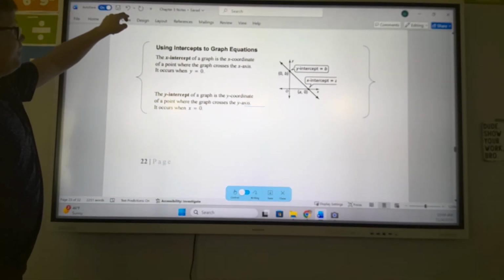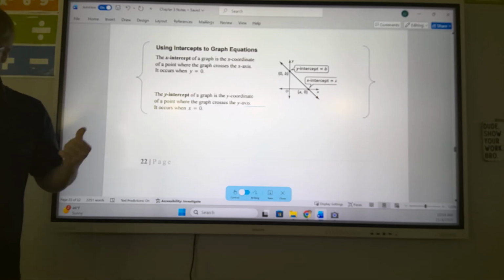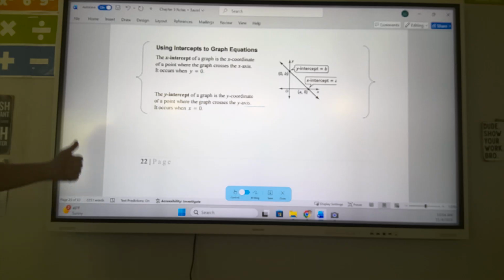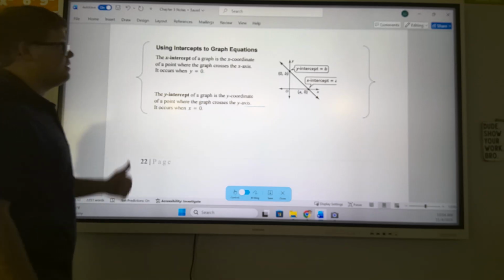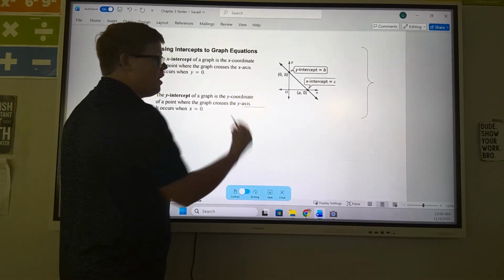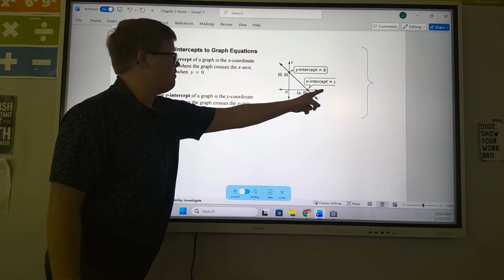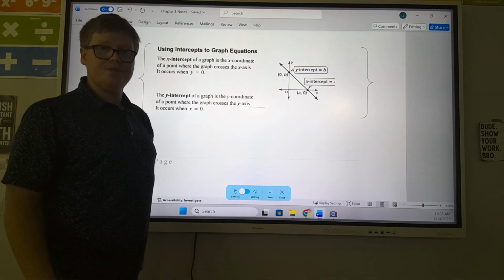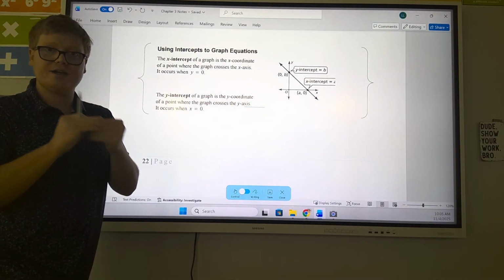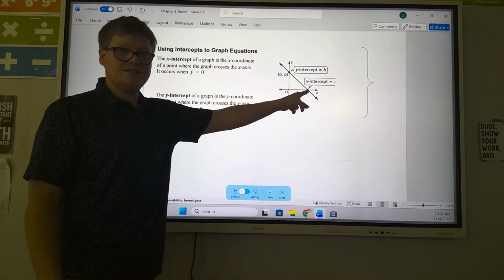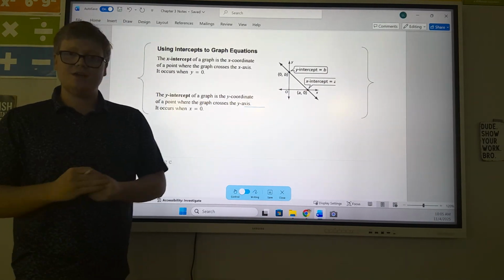Okay, intercepts. We kind of talked about it, right? The y-intercept is where it crosses the y-axis. At the y-axis, if we make a solid point where our y-intercept is, our x value is 0 every time. If it's on the y-axis, our x is 0 every time. If it's on the x-axis, the same goes. The y is 0 every time.